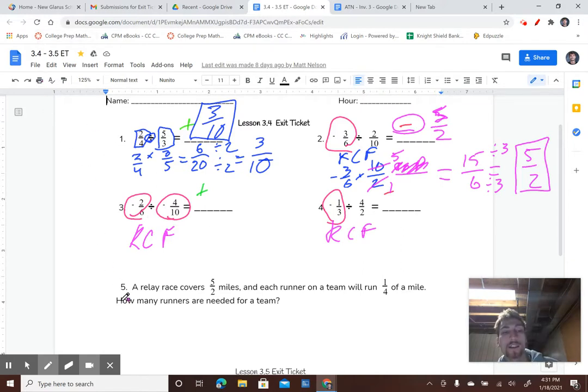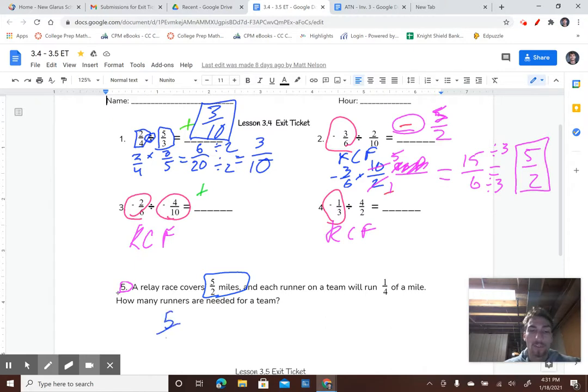And now we're going to look at the word problem here, question 5. These are always the toughest, right? Because it's not just a simple rule we follow. We actually have to figure out how we set up the equation too. First things first, I want to figure out what numbers I'm working with here. A relay race covers 5 halves of a mile, or 5 over 2 miles.